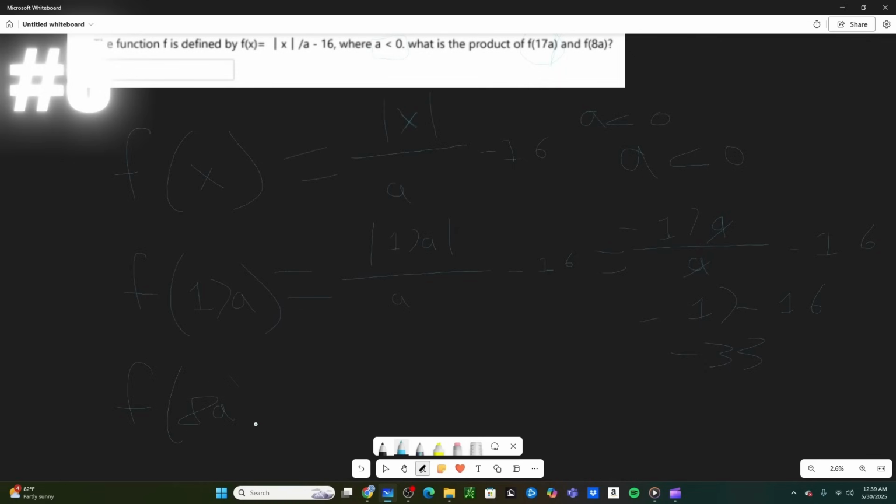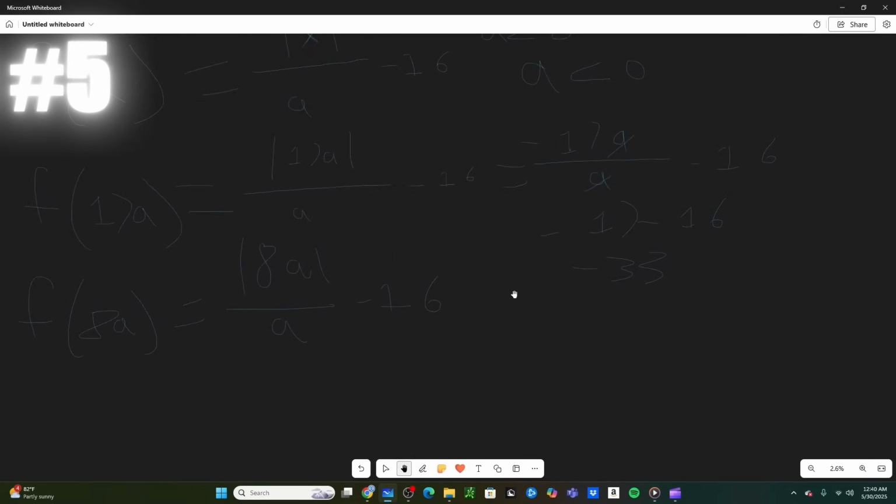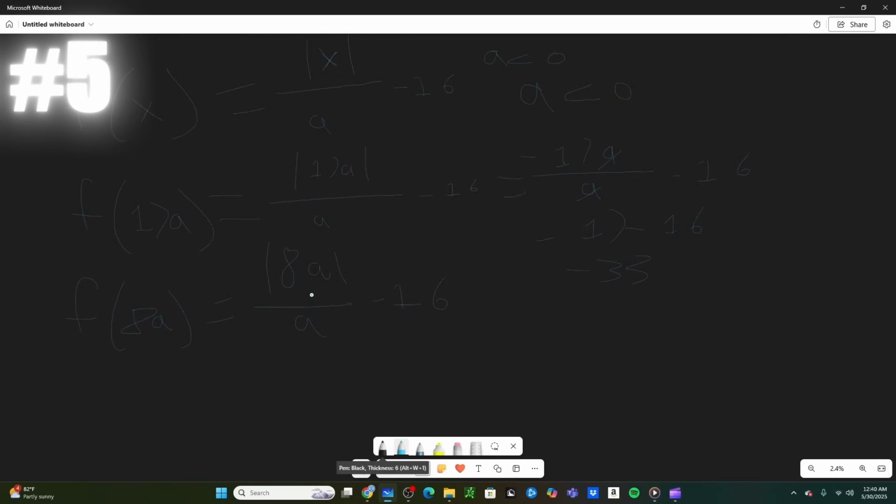We can do the exact same thing for f of 8a, right? So plugging in 8a for x, that's going to give us absolute value of 8a over a, minus 16. Remember the thing that I just said, right? It's negative. So this becomes negative 8a over a minus 16. Cross out the a's, we get negative 8 minus 16 equals negative 24. So now f of 8a equals negative 24, f of 17a equals negative 33.